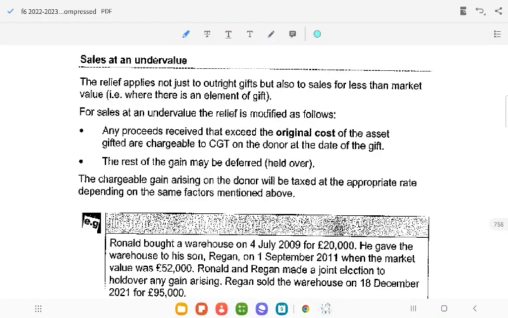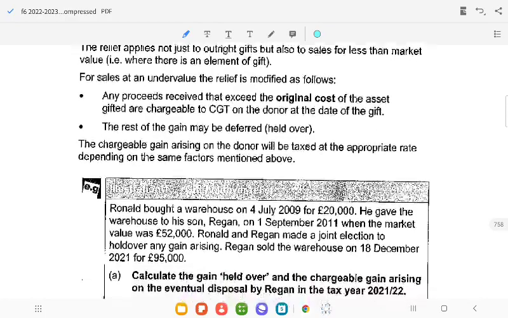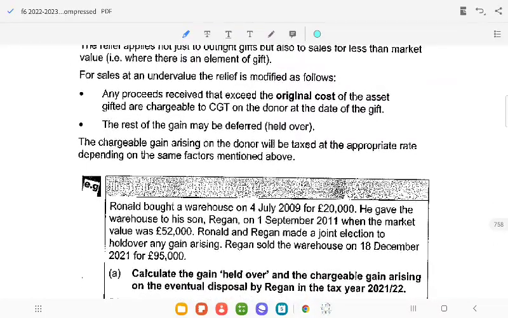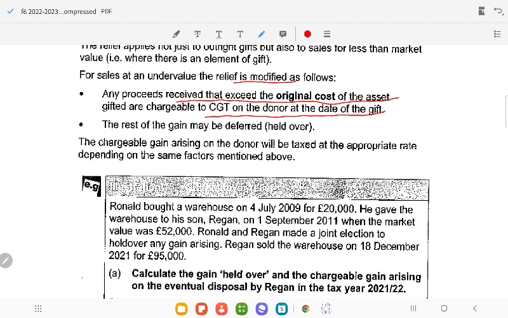Now it is about sale at undervalue. For this we will consider an example. If the sale is at undervalue, the relief is modified as follows: any proceeds received that exceed the original cost of the asset gifted are chargeable to CGT on the donor at the date of the gift. The rest of the gain may be deferred.